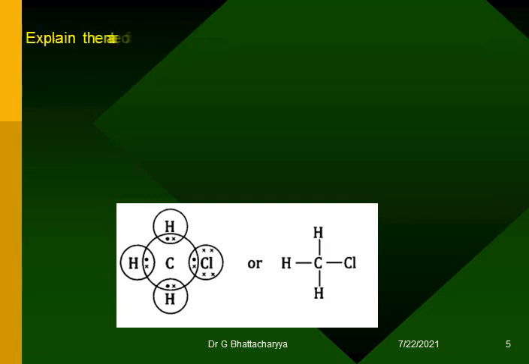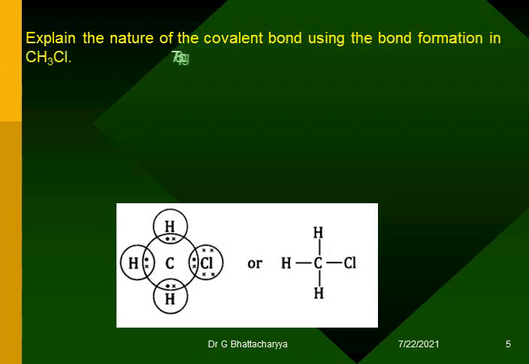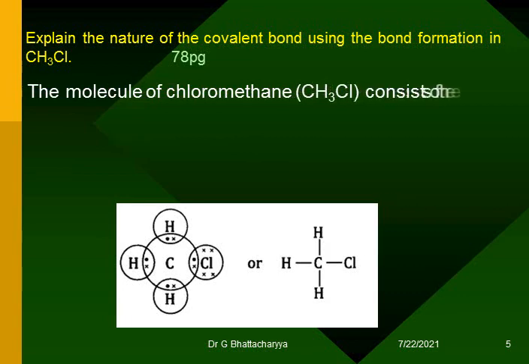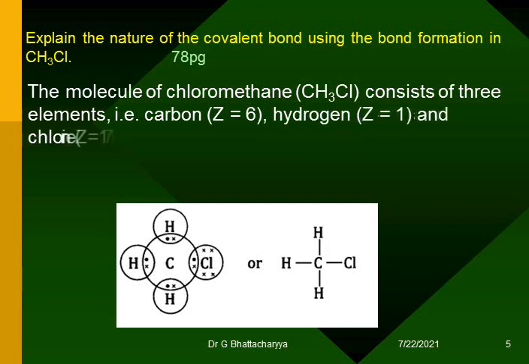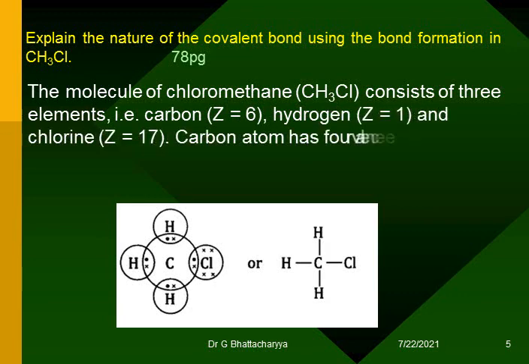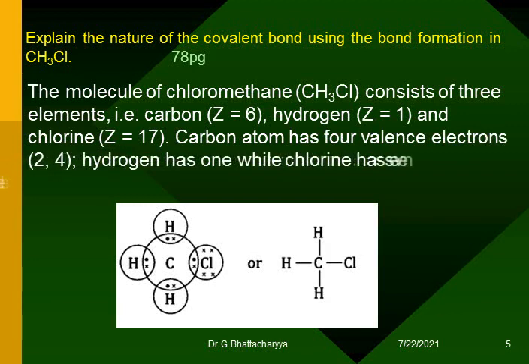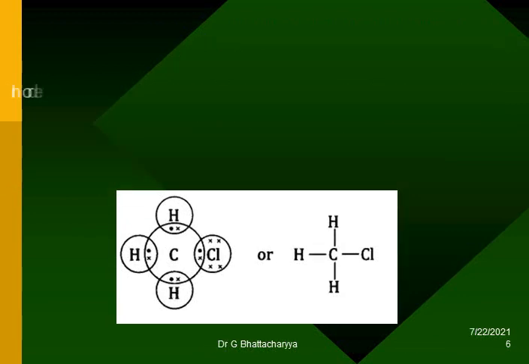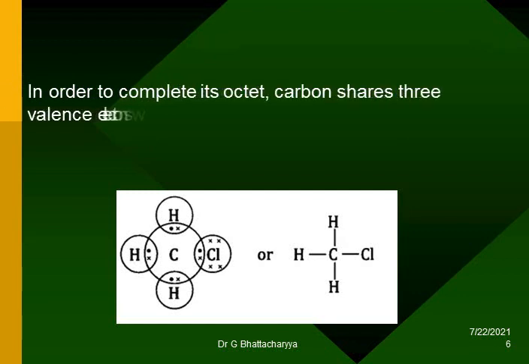Explain the nature of the covalent bond using the bond formation in CH3Cl. The molecule of chloromethane, CH3Cl, consists of 3 elements, i.e. carbon, Z equals 6, hydrogen, Z equals 1, and chlorine, Z equals 17. Carbon atom has 4 valence electrons, 2, 4, hydrogen has 1, while chlorine has 7 electrons in the valence shell, 2, 8, 7. In order to complete its octet, carbon shares 3 valence electrons with 3 hydrogen atoms while 1 is shared with the electron of chlorine atom.